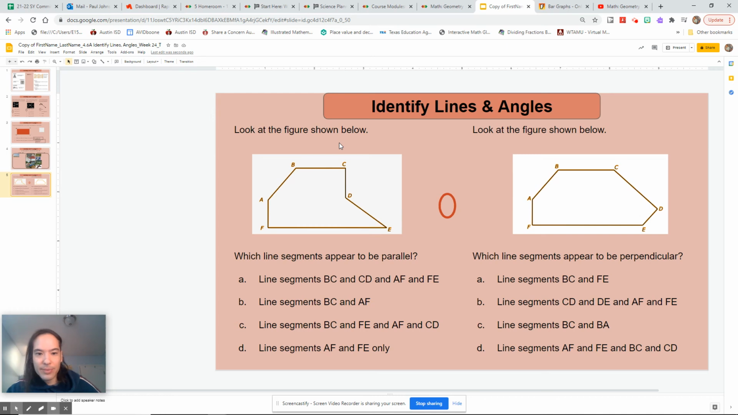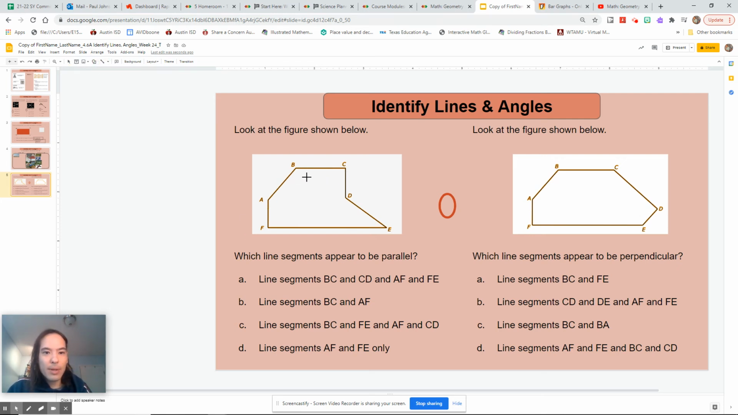All right, final. Let's see. Look at the figure shown below. Which line segments appear to be parallel? All right. So we are looking for any two line segments, so from one point to one point, that will go on forever and never touch.